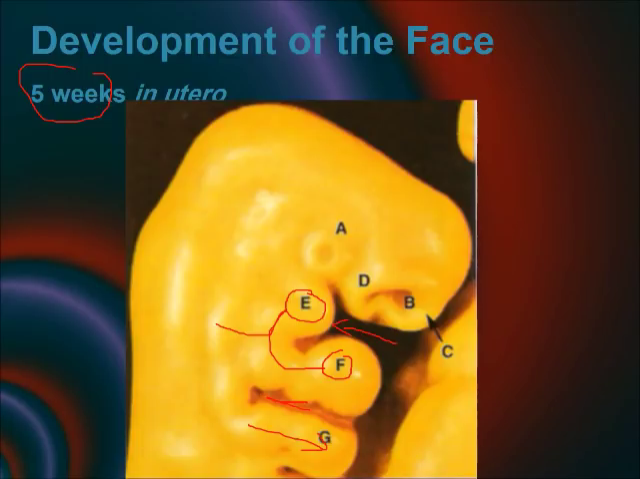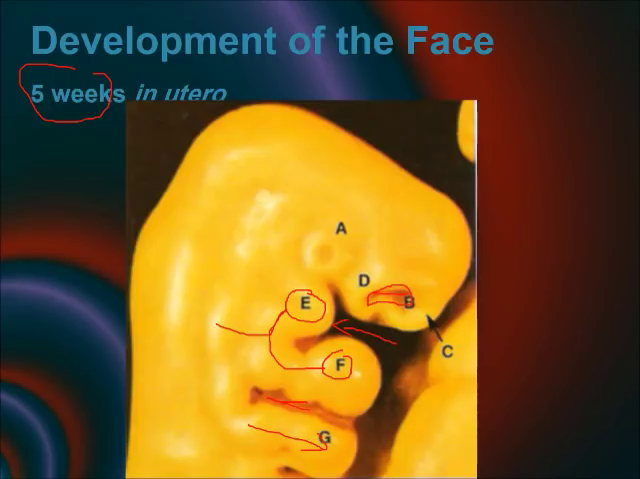At this stage of development, in front of the frontonasal process, at the site of the future nose, there will be a thickening of the ectoderm. We call it the olfactory placode or nasal placode. Then this thickening of the ectoderm will sink deep inside the mesenchyme. That will give us a nasal pit. This is the nasal pit. It was at first a placode, a thickening of the ectoderm. Then it will sink deep.